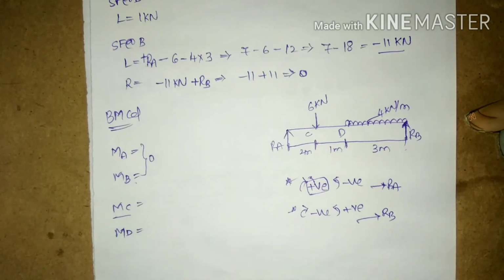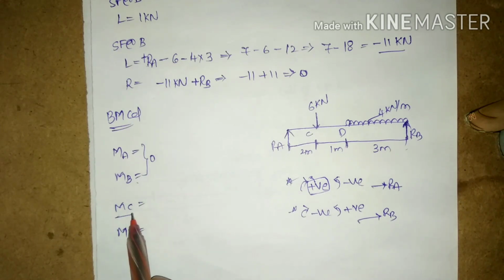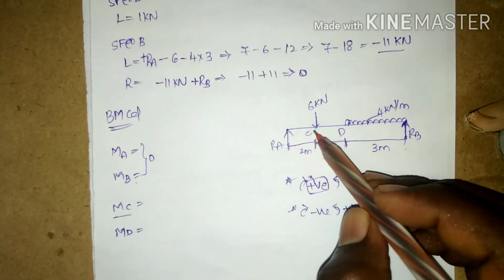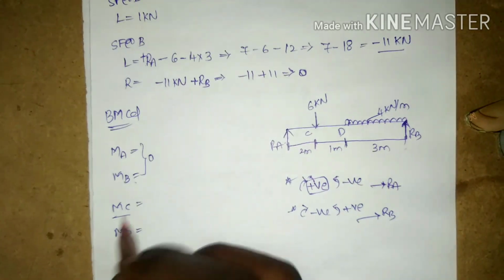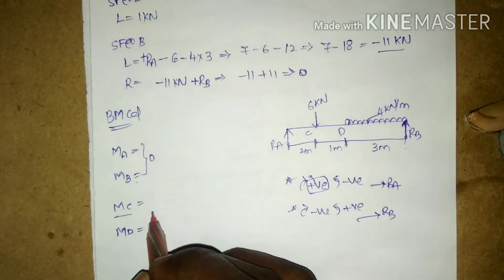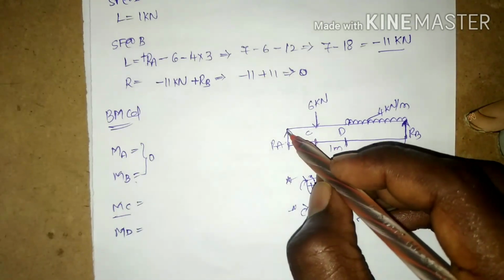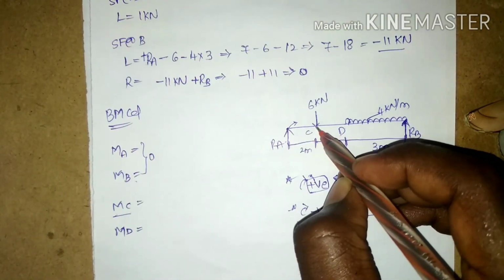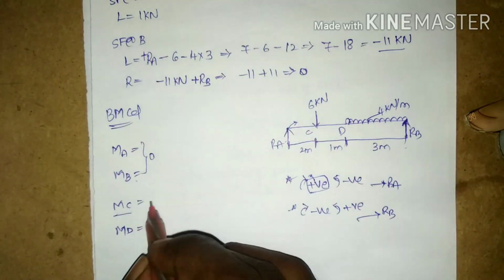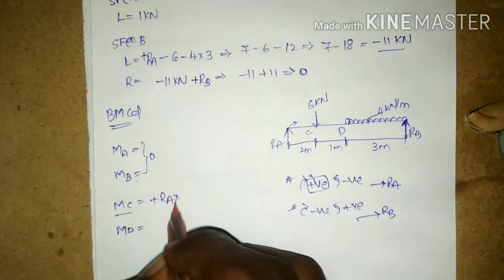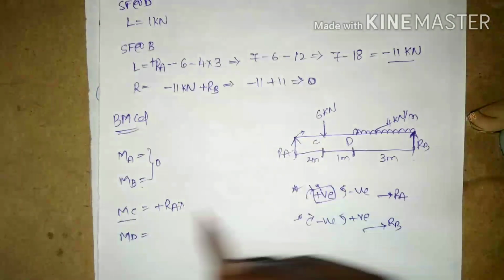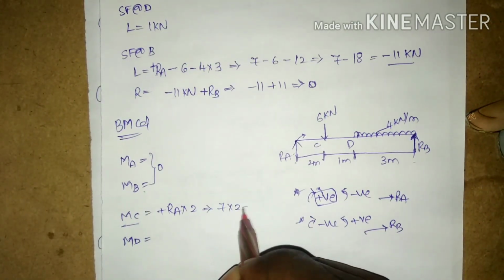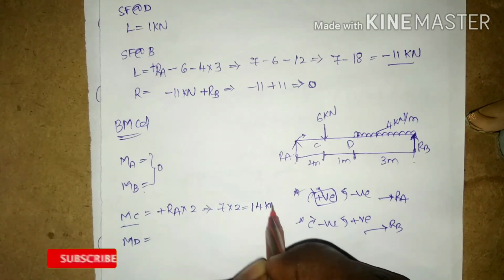Let us go into the problem. For the moment about C, I am going to take from RA because it is nearer to RA, with clockwise as positive. RA takes the moments about C in a clockwise direction, so positive RA into the distance from A to C, which is 2 meters. The value of RA is 7, so 7 into 2. The value will be 14 kilonewton meter.